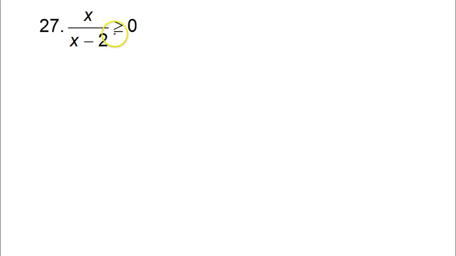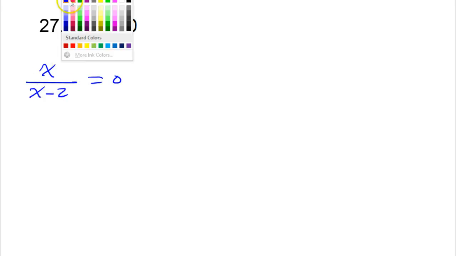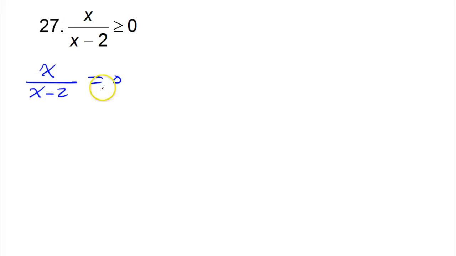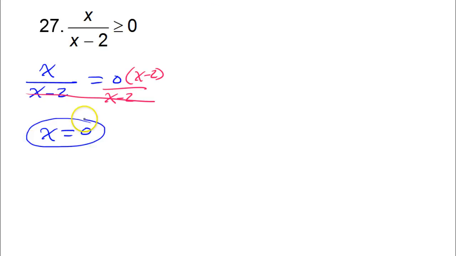So for number 27, again, to find the critical values, the first thing I do is I solve the related equation x over x minus 2 equals 0. An easy way to solve a rational equation is just to make the denominators the same. Once you have like denominators, you can cancel them out and make a new equation. In this case, just simply x equals 0, because 0 times anything is 0. So this is one of my critical values. It will go on the number line, x equals 0.